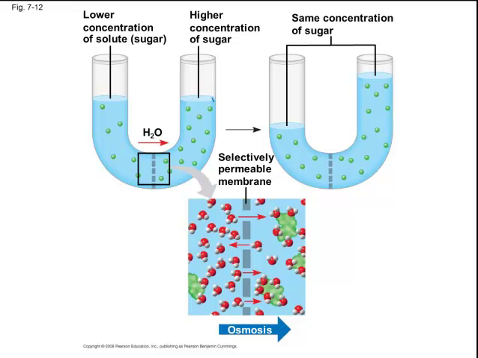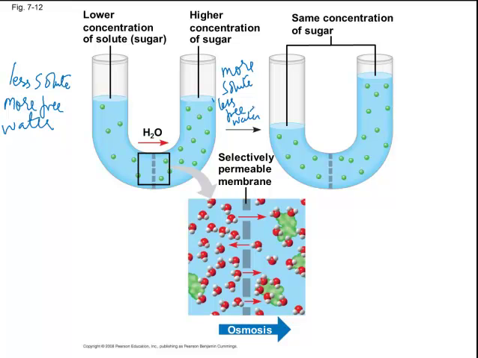So it has less solute but more free water, whereas this side has more solute and less free water in comparison. So the solute will move from high to low. The solute, or the sugar, will move in this direction.